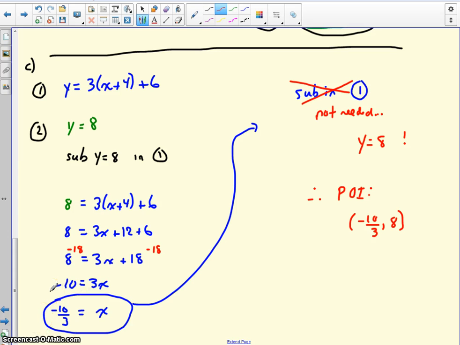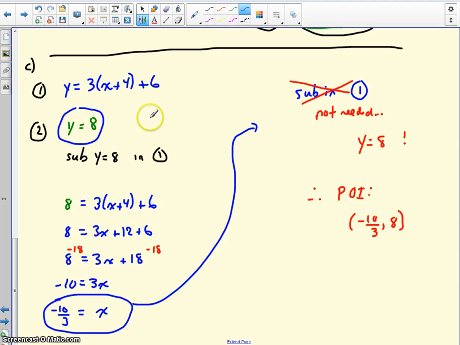Now, normally your process when you're doing substitution or elimination all the way back in Unit 1, you take your answer and sub it into one of the original equations to find your other variable. In this case, though, we actually don't need to do that here. You see I didn't have to sub it into one of the original equations because, remember, one of my equations already tells me y equals 8.